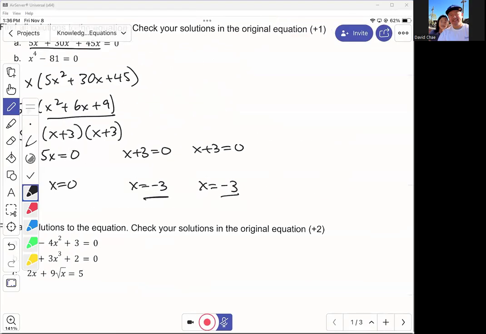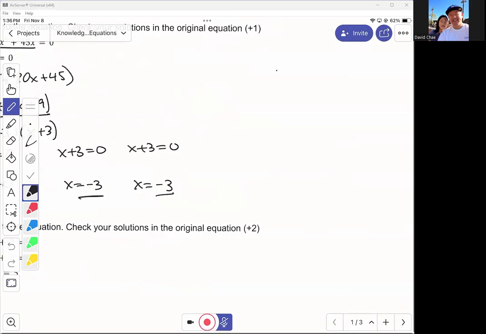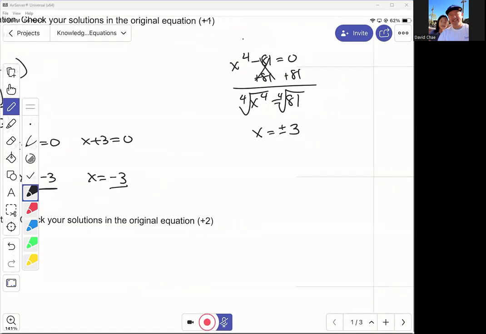Now, letter B is x to the fourth power minus 81 is equal to 0. I'm okay with you adding the 81. That's fine. If it's a binomial like this, there are only two terms, so I go ahead and do that. And then you take the fourth root of both sides. So x is equal to, I believe, plus or minus 3. I'm okay with that for now.